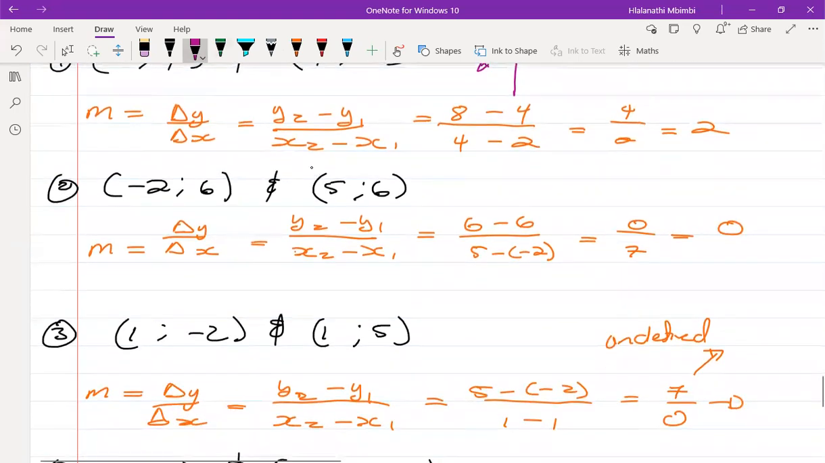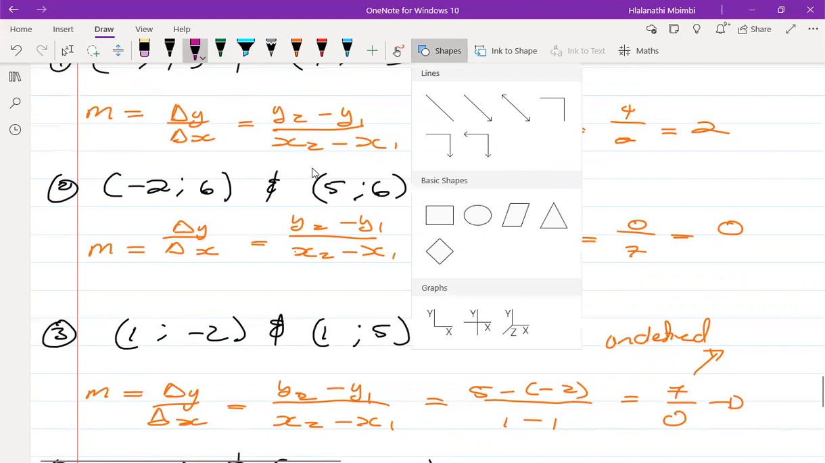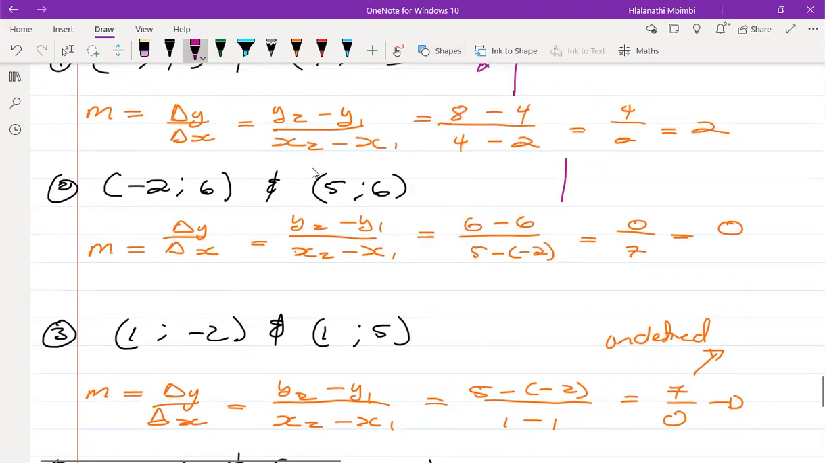Now, I want us to look at what's happening here. We're not going to have very nice space to draw this. But here, you have 5 and 6, which is somewhere there, and -2 and 6. So here, you have a flat line. Do you see that?